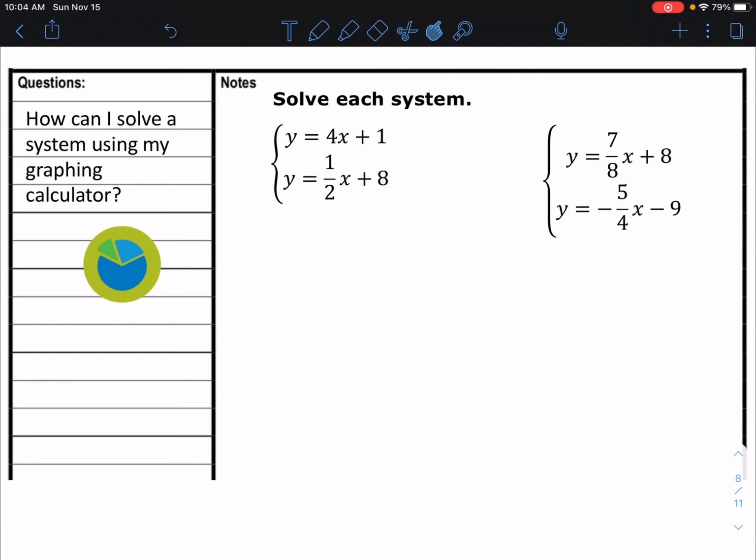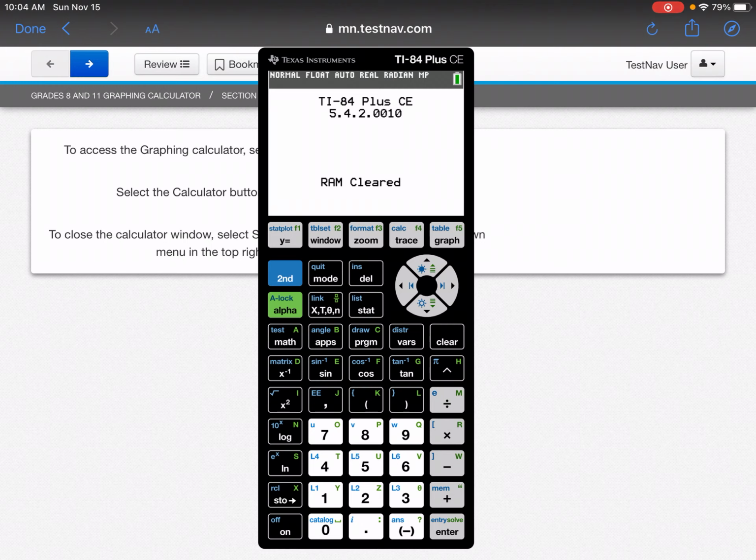In order to enter the equations into the calculator, they must be in y equals form, solved for y, because there's a y equals button in that upper left, so I press that. It's highlighted in red there. Now you can see in the upper left, we're going to press y equals.